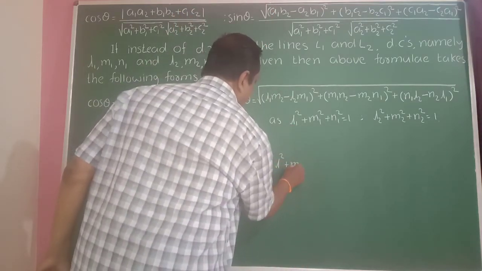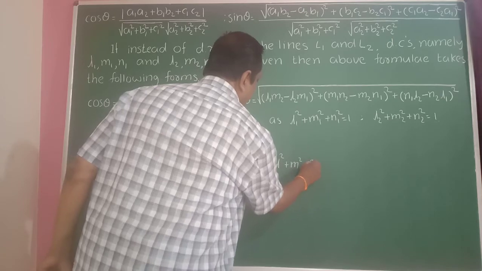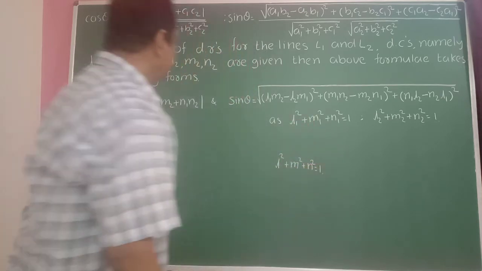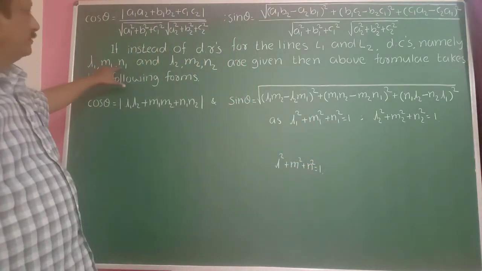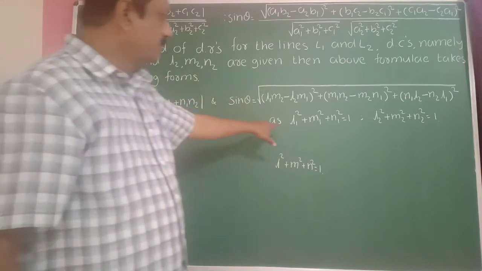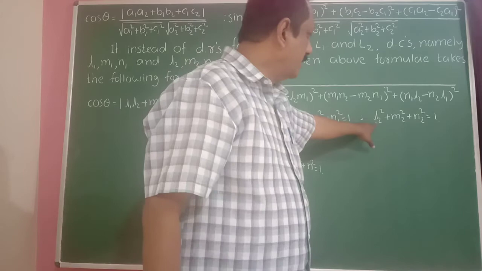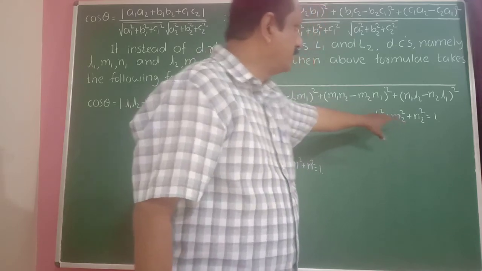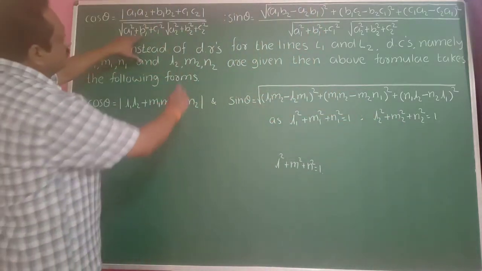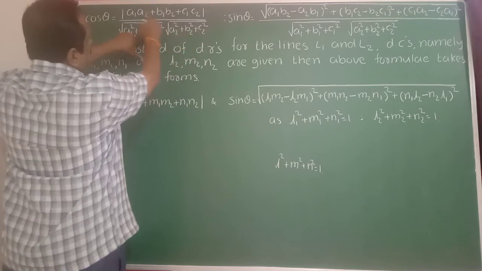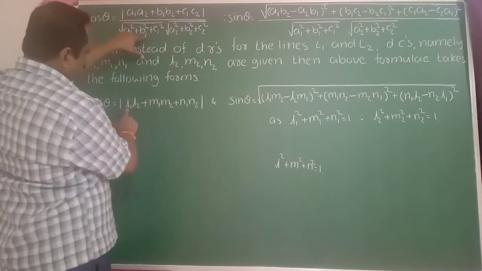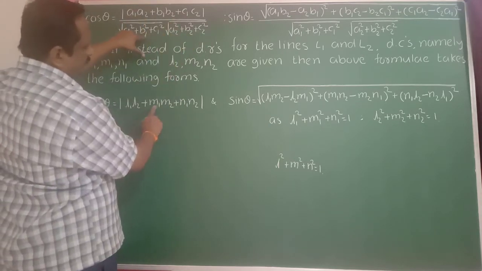l² + m² + n² = 1. Hence l1, m1, n1 are direction cosines here. So l1² + m1² + n1² is 1, and l2² + m2² + n2² becomes 1 here. This becomes 1, this becomes 1. Therefore, only the numerator term remains: l1 l2 + m1 m2 + n1 n2.